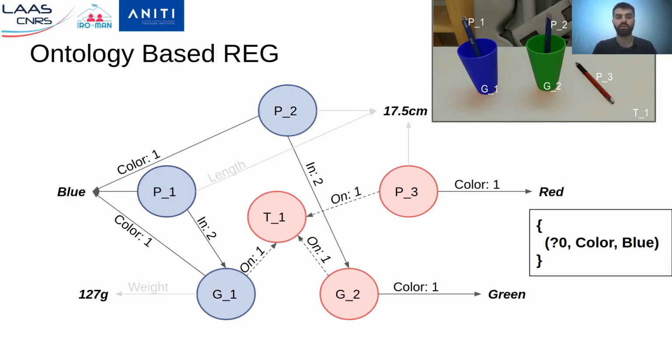The aim of the algorithm is then to generate a set of relations and variables allowing the hearer to get the goal entity. Variable can be bound to any entity in the ontology. Here, the variable 0 can be matched to either P1, P2 or G1, given that it has the attribute color blue. However, some rules must be respected to generate a valid referring expression.